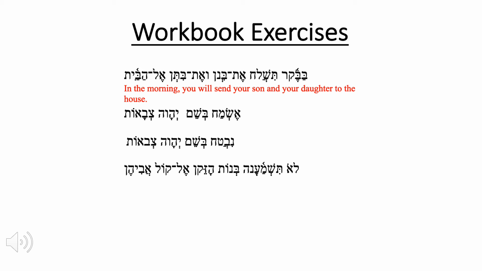You will send direct object marker your son, and then another direct object marker your daughter, both of which should have the kaf marker indicating possession, your son, your daughter, followed by a preposition to habayit, the house. Definite article on the word bayit. You will send your son and your daughter to the house. Go ahead and try number 3.